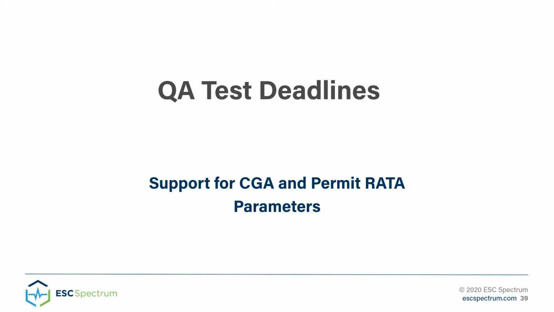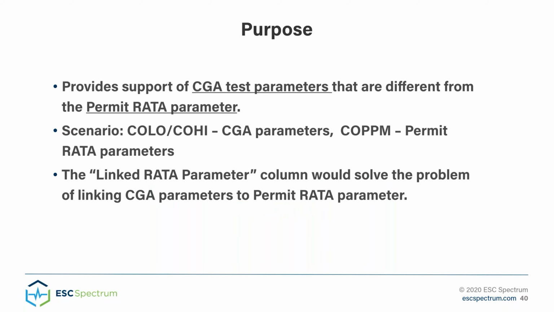QA test deadlines, support for CGA and permit RATA parameters. Previously, StackVision did not consider whether the CO2 permit RATA was complete when scheduling the COLO, COHI, CGA, since these are different test parameters. Now, StackVision supports this scenario where CGA parameters are COLO and COHI, but the permit RATA parameter is CO2.